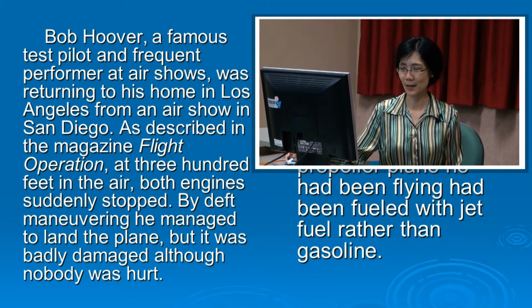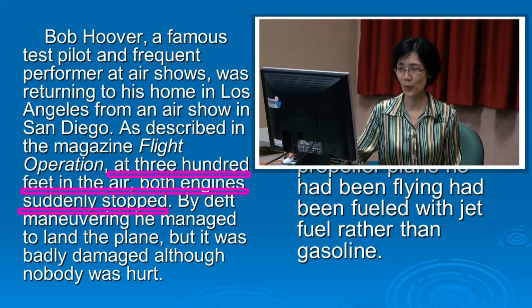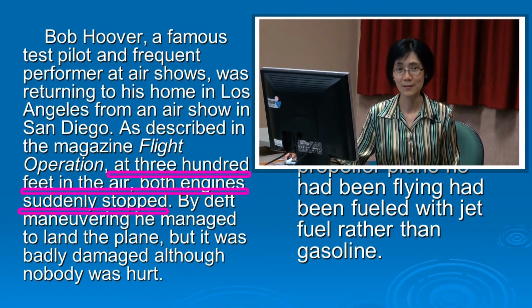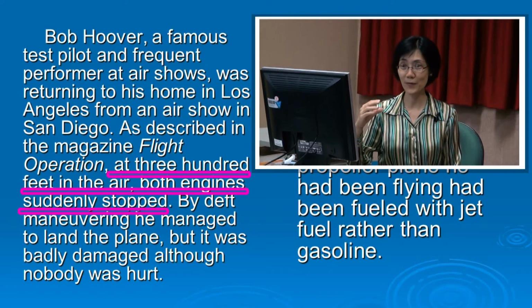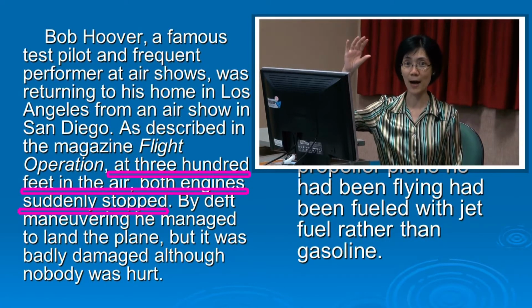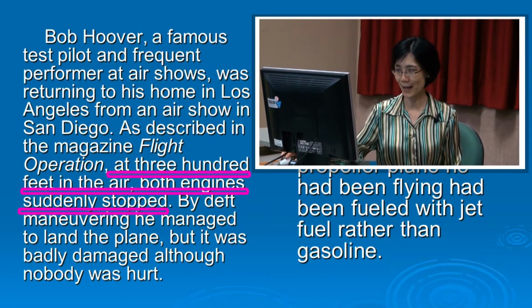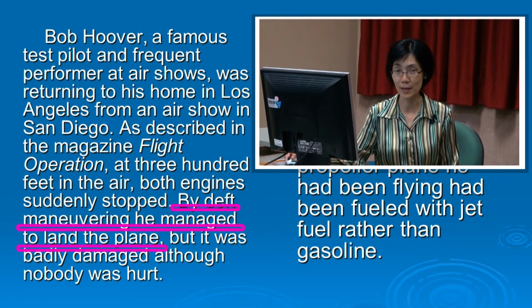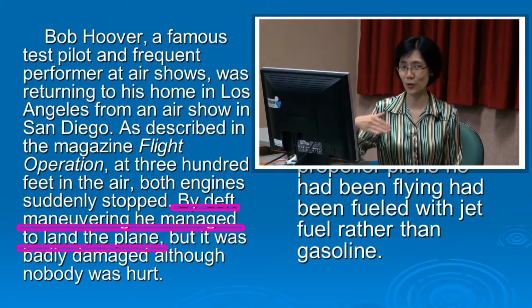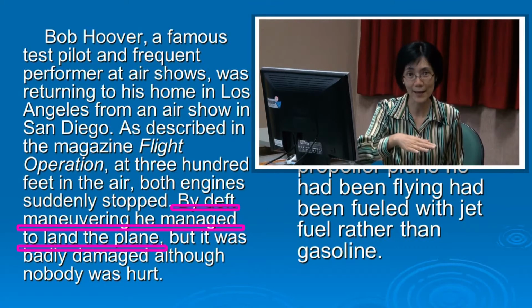And it says here, when he was very high in the air, both engines suddenly stopped. So how many engines? Guess how many engines this airplane had? 2, right? Because it said both engines. So you could imagine that was a very dangerous situation. Both engines suddenly stopped when the airplane was still high in the air. And then the next sentence says, by deft maneuvering, he managed to land the airplane. When you manage to do something, although it's very difficult, you still find a way to complete that. So he managed to land the airplane.